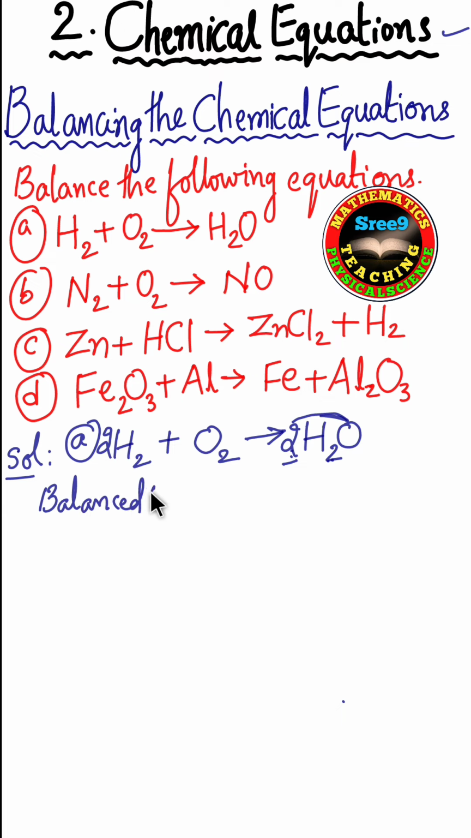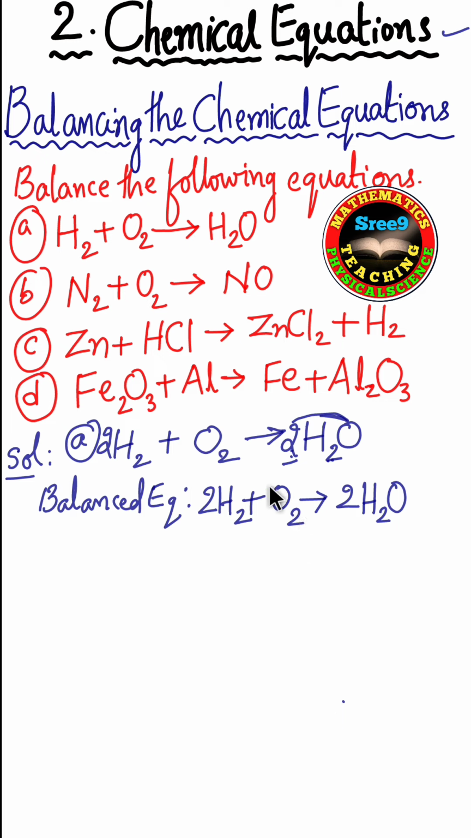Now I will write the balanced equation. Balanced equation is what? 2H2 plus O2 gives rise to 2H2O. So it is nothing but 2 2s are 4 H's here, and here also 2 2s are 4, and hydrogens are balanced. Now oxygen: 2 O's here and 2 O's.